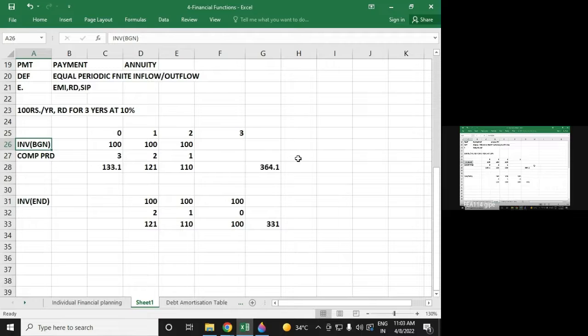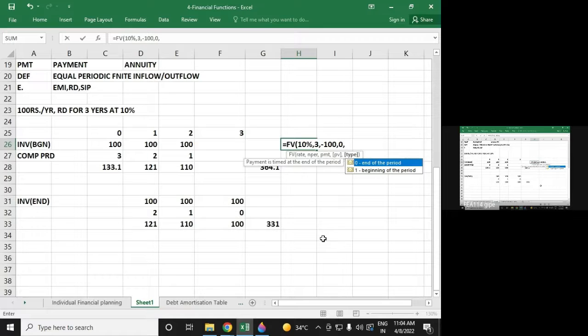सो द सेम थिंग आई कैन फाइंड यूजिंग द एक्सेल फंक्शन एफवी. रेट इज 10%, नंबर ऑफ इयर्स इज 3, एंड दिस टाइम इंस्टेड ऑफ पुटिंग पीवी व्हिच वाज ओनली वन कैश फ्लो टुडे, विल पुट पीएमटी व्हिच इज रिकरिंग कैश फ्लो एवरी पीरियड, एंड इट विल आल्सो आस्क फॉर पीवी. So you have to imagine PV as आप रिकरिंग डिपॉजिट अकाउंट आज खोल रहे हैं, उसमें ऑलरेडी कितने पैसे हैं? तो ऑलरेडी कुछ भी नहीं है because it is starting the account. So PV is 0, and then Excel asks for type.